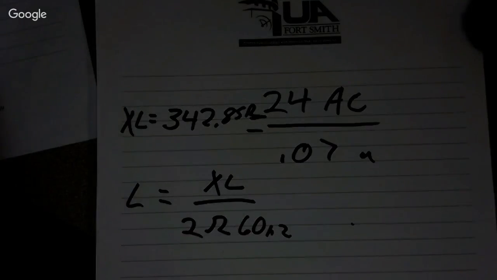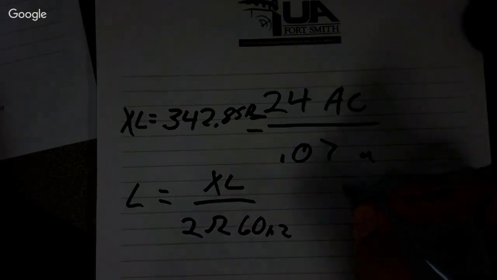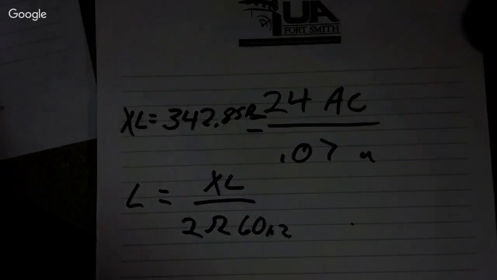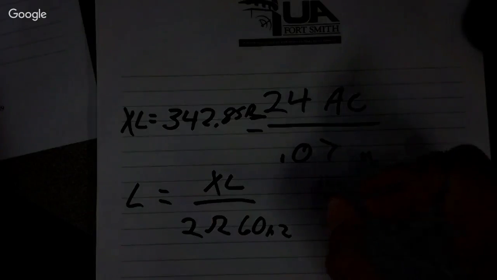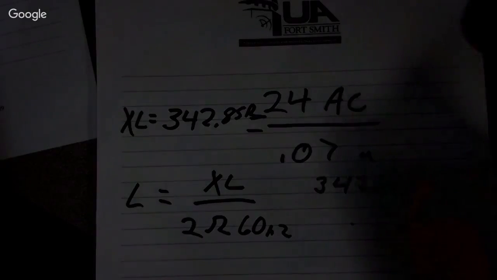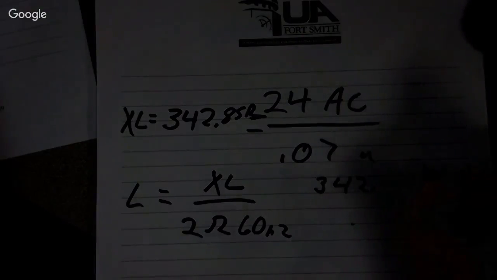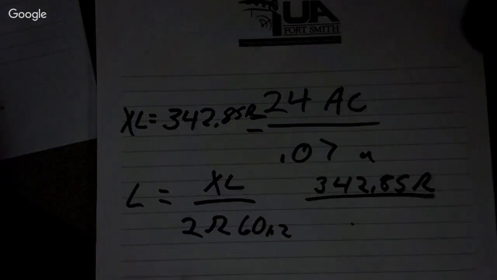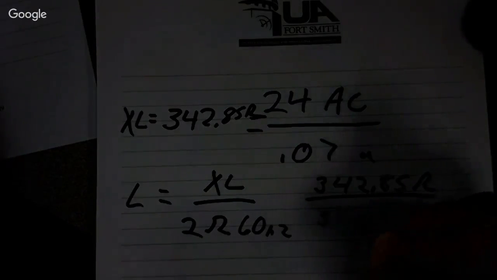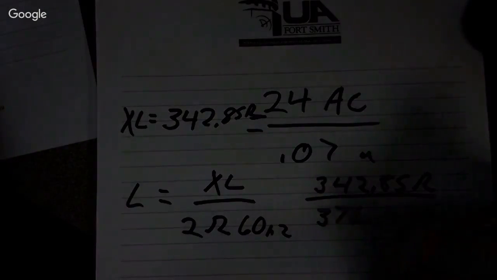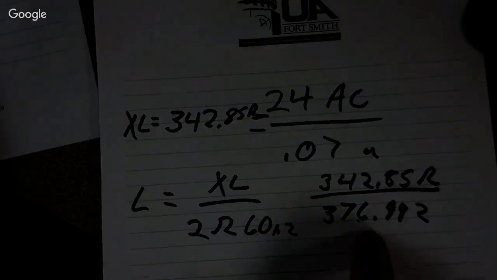6.28 times 60 hertz gives me a value slightly different. It's going to be different than last time. Last time we calculated 3.18 henries, with an XL in ohms of 1200. Ours is going to be 342.85 XL in ohms. We're going to divide by the result of that, which was 376.99. That value hasn't changed from the last one.